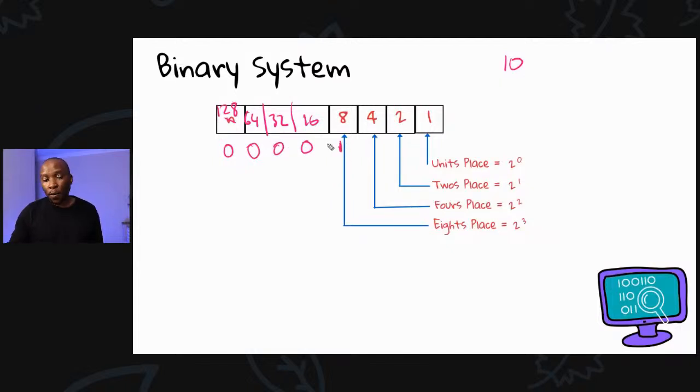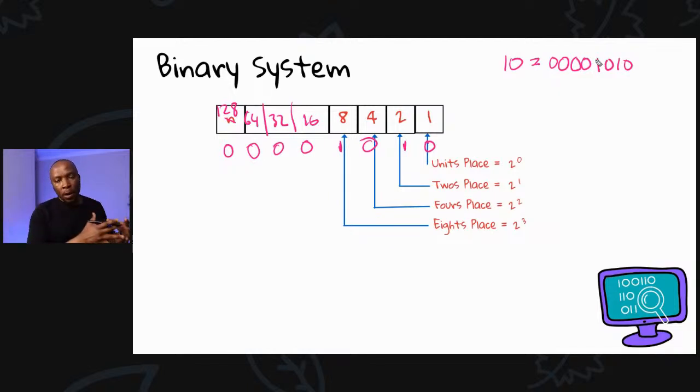8 plus 4 is 12, greater than 10. So we don't need 4. We're going to put a 0. And then 8 plus 2 is 10. So we need that, and we're going to put a 1 on 2, and a 0 on the last. So converting 10 into binary, it's equivalent to 0, 0, 0, 0, 1, 0, 1, 0. This is our conversion of the decimal value 10 into binary.